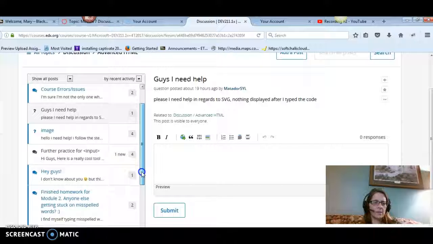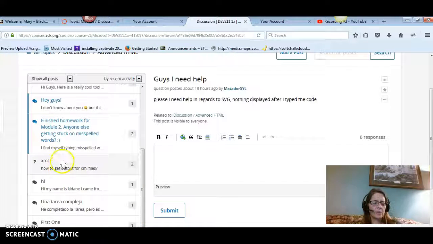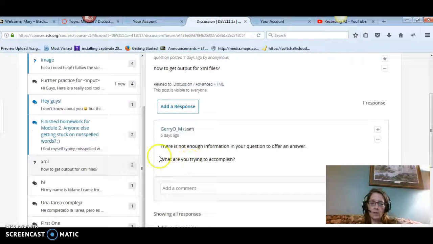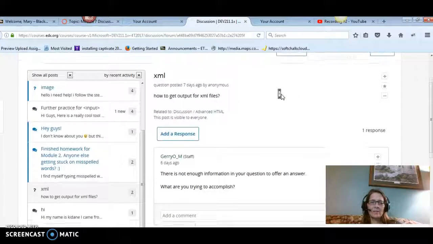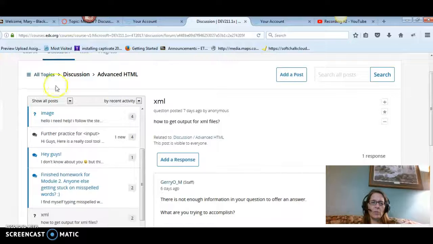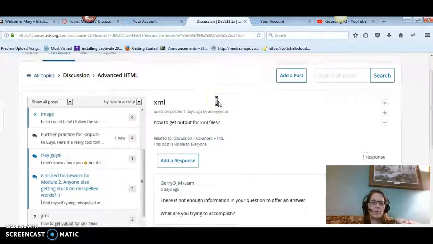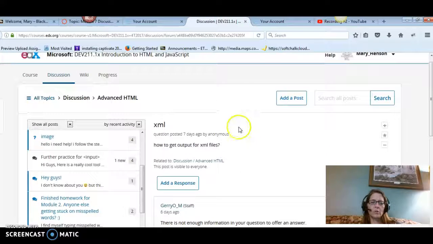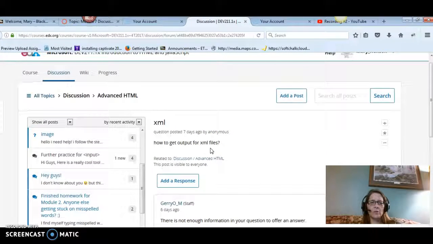We'll try another one to see if there's a response to that. Here's another question about XML, how to get output. And we can see that someone on the staff did respond, saying that there's not enough information in your question to offer an answer. What are you trying to accomplish? And so here we see the limitations of mainly having one form of communication with the instructor and the students. The other option, they said through Twitter, you could send a message to one of the instructors, but there's no email address for any of the instructors, and all questions are asked to be routed through the discussion board. So I think that's a little bit of a disadvantage.